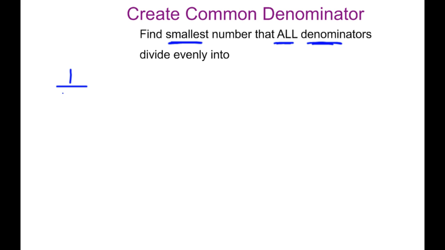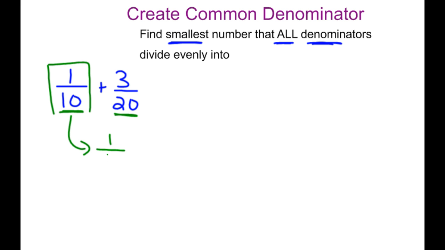If we wanted to take 1 over 10 and add 3 over 20, we don't have a common denominator. So we're going to look at our two denominators, 10 and 20, and think about what the smallest number that both 10 and 20 will divide evenly into. And that's 20. So I need to take my 1 over 10, and I need to find an equivalent fraction that has 20 as its denominator.